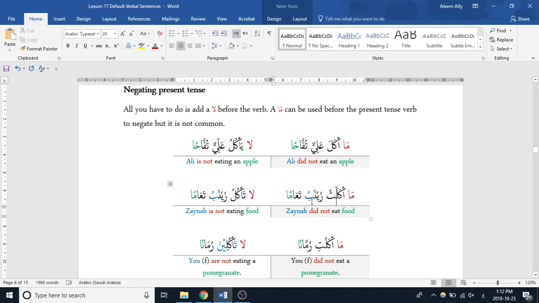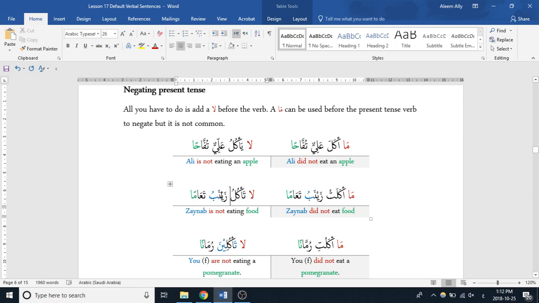So, if we didn't have the ma, this would be translated as Zainab ate food. But since the ma is there, it becomes Zainab did not eat food. In the present tense, all you gotta do is throw in the present tense verb, and then throw in the lam before, and it becomes Zainab is not eating food, right?